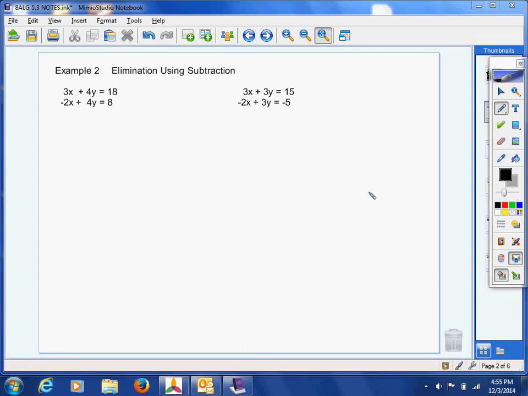We're in 5.3. We're doing example 2, elimination using subtraction this time. Now remember from example 1, we used addition. You use addition if you see opposite numbers. I'm going to make a little note up here. Add if opposite numbers. Okay? But what if you have the same sign, the exact same number in front of each of your variables? Then you subtract. That's the only way to get rid of two numbers that are the exact same. If you have 4, you take it away. And so that's what we need to do.